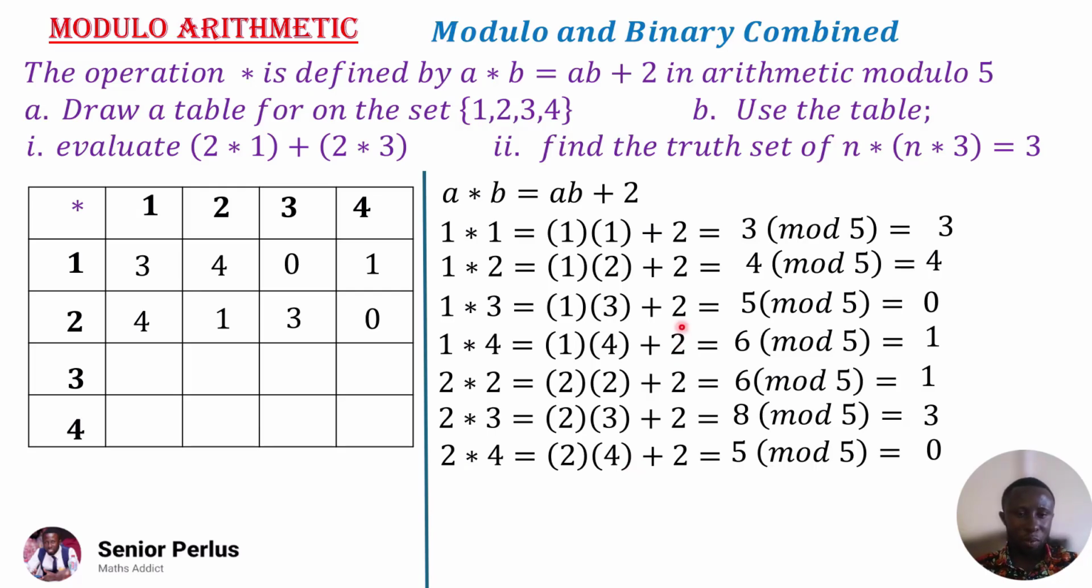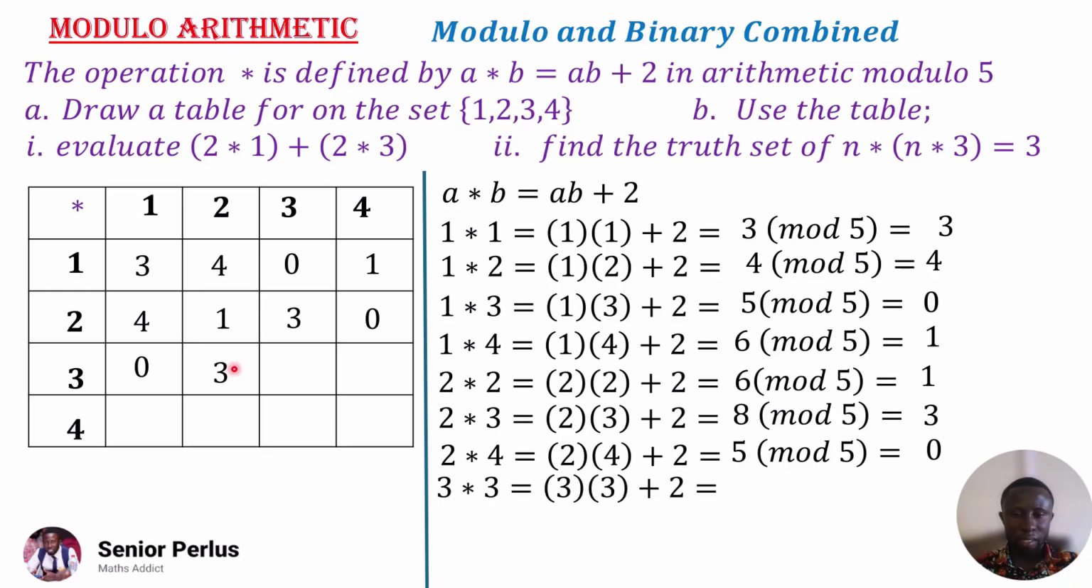3 star 1. So I have 1 star 3. So 3 star 1, 1 star 3. So it's commutative. Okay. So 3 star 1, that one is 0. So just write it. 3 star 2, you have 2 star 3 here. We have 3. So 3 star 2 is also 3. Good. 3 star 3. Now 3 star 3 here.